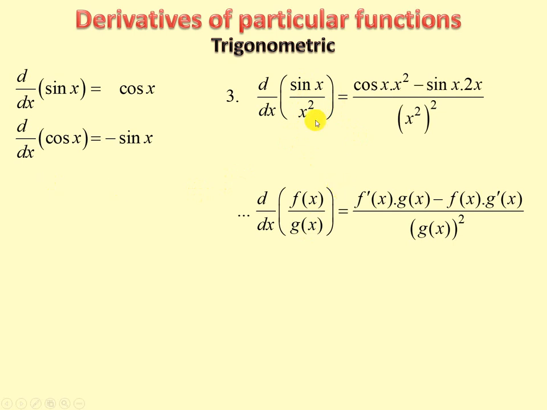So u prime, the derivative of sine x, is cos x, and we have the v as it is, minus. Don't confuse this with the product, which has a positive sign; the quotient has a negative. Then we'll have u as it is, sine, times v prime, the derivative of the denominator, 2x, all over the denominator squared, which simplifies to that.